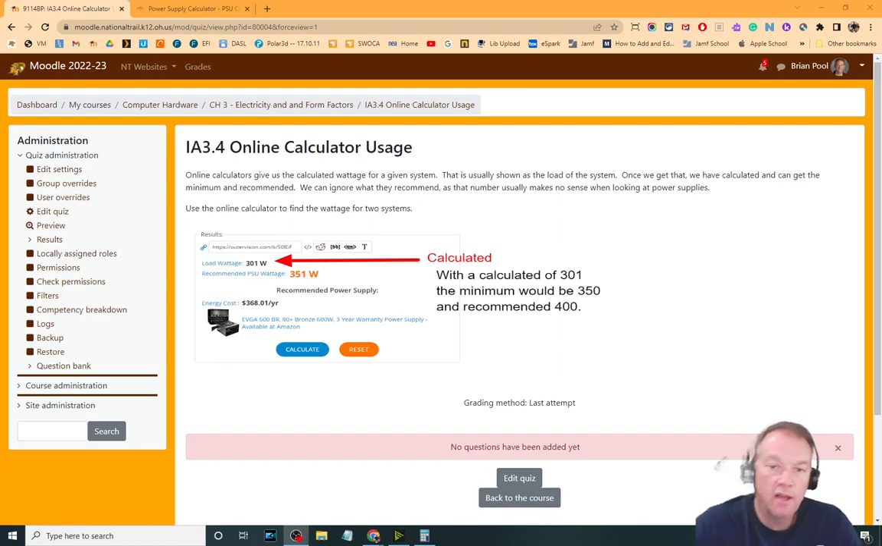Hi, this is Intervention Activity 3.4, online calculator usage. I'm going to use the Outervision calculator on all of these this year because it seems to be the more accurate of the ones that we've taken a look at.